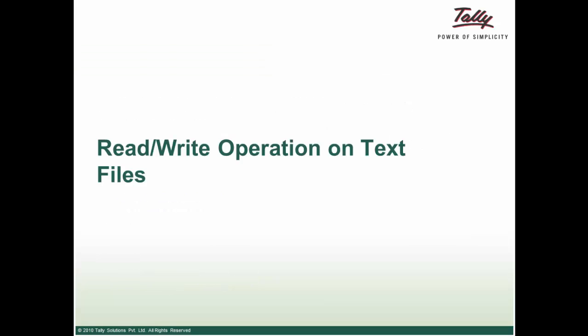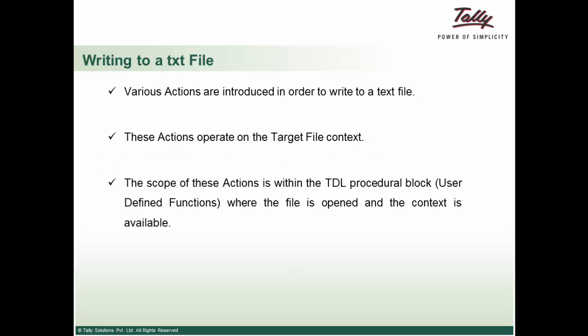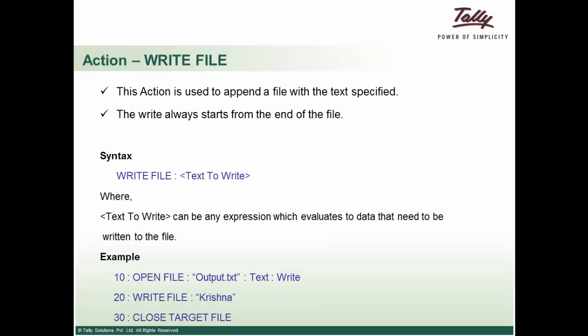Now the read, so we have bifurcated this into two operations: read-write operations on the text files and read-write operations on the Excel files. And the previous ones that you saw were generic for both of them. So for writing to a text file, various actions are introduced. These actions operate only on the targeted files because it is to write. The scope of this action is only within the procedural block.